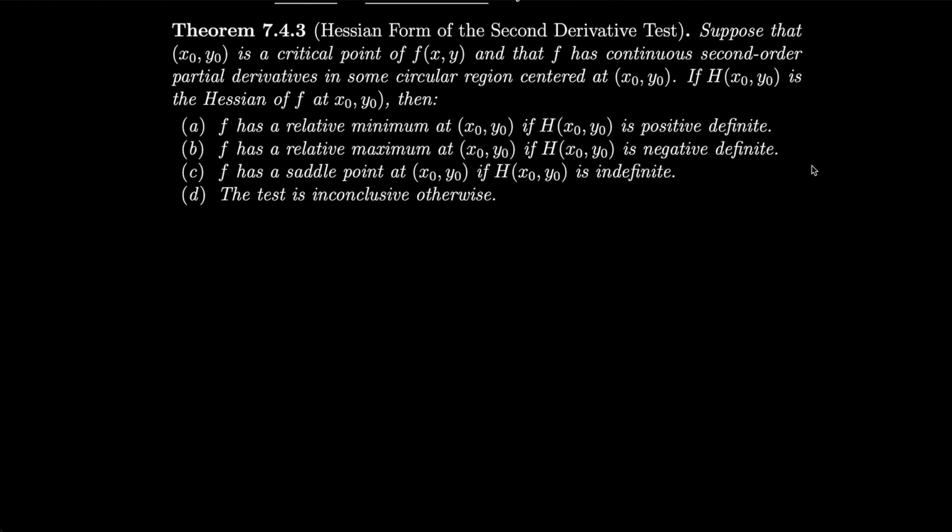So that is pretty much exactly what we use to prove this theorem, that the second derivative test can be rewritten in Hessian form. If (x0, y0) is a critical point, and H is the Hessian, then f has a relative minimum if H is positive definite, a relative maximum if H is negative definite, a saddle point if H is indefinite, and inconclusive otherwise, because then the determinant would be 0.